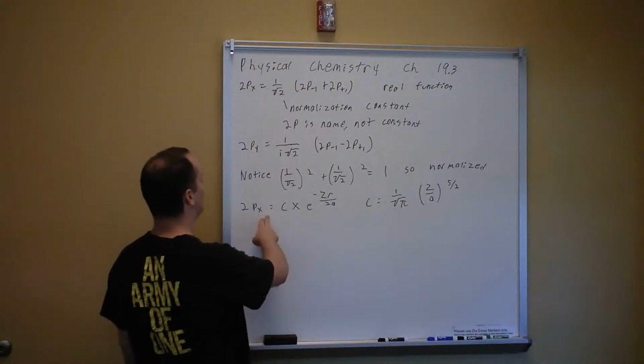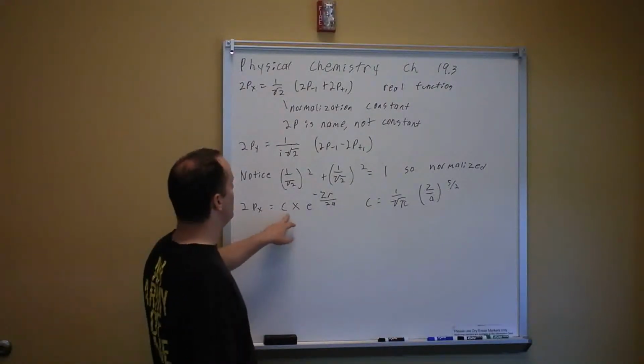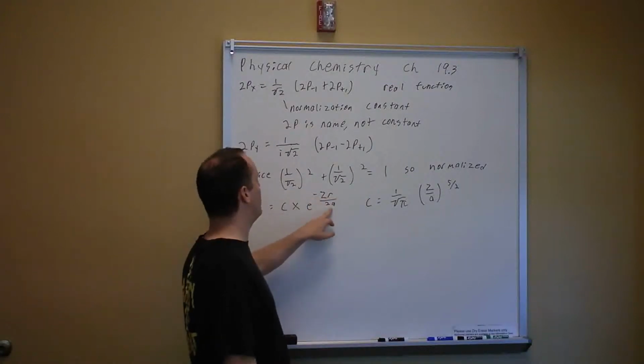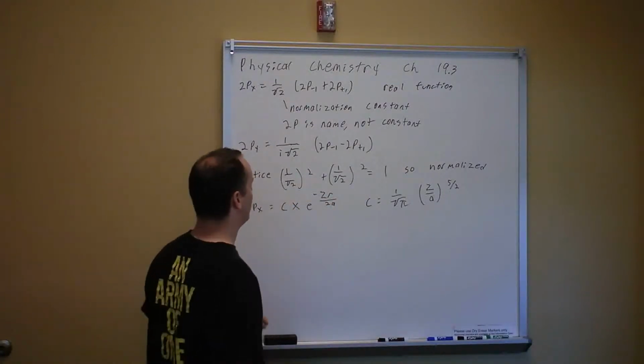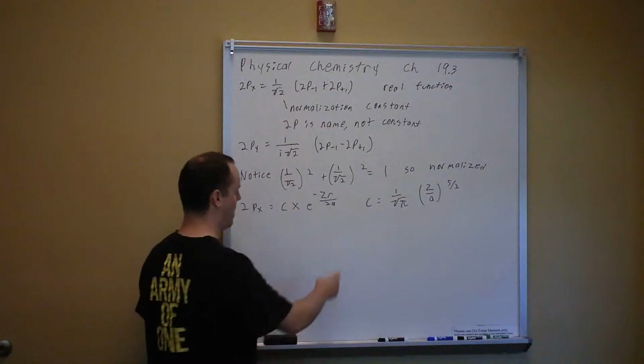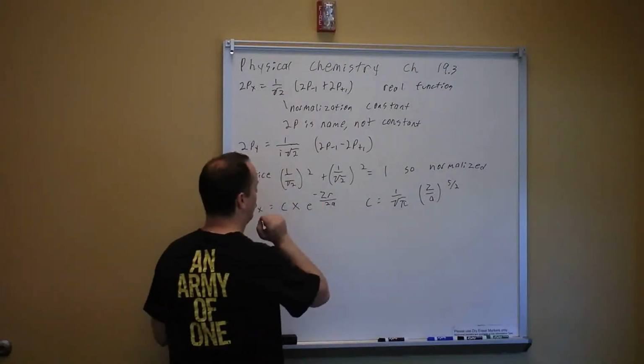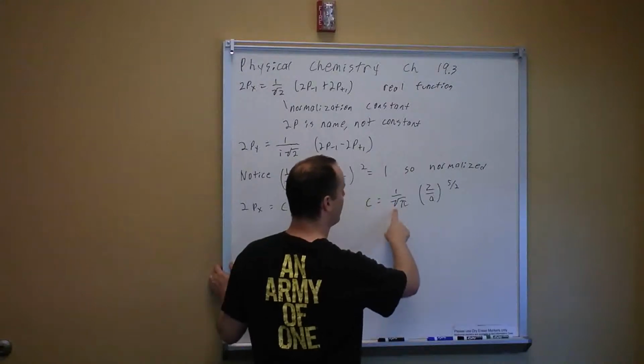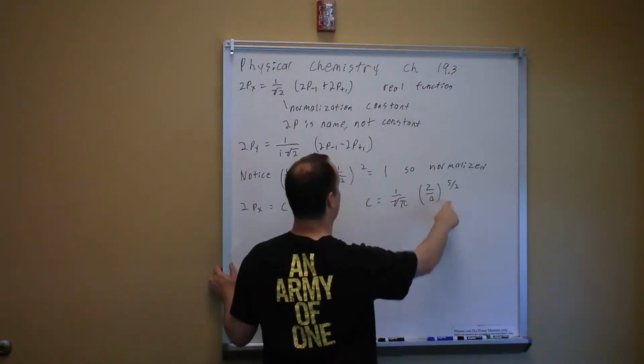So the 2px orbital is equal to c times x times e to the minus Zr over 2a. This is capital Z, remember, the atomic number. Anyway, c is equal to 1 over the square root of pi times Z over a to the 5/2.